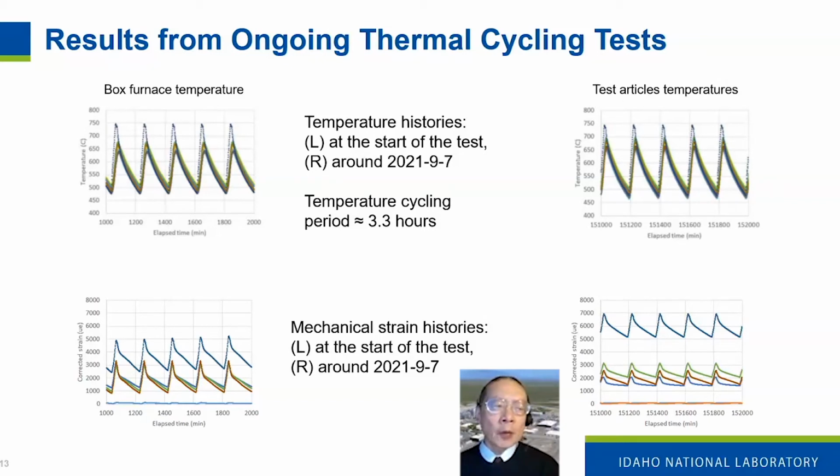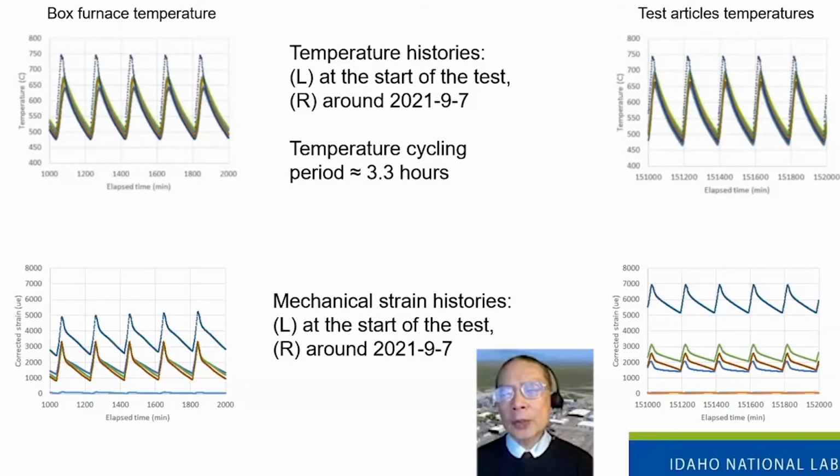We heat up the furnace at a prescribed rate. When the upper temperature is reached, we turn off the furnace and the temperature drops gradually. The temperature cycle period is about 200 minutes, so 3.3 hours. We did have strain gauge problems. One failed during the test and it was replaced. The thermal cycling test is ongoing.